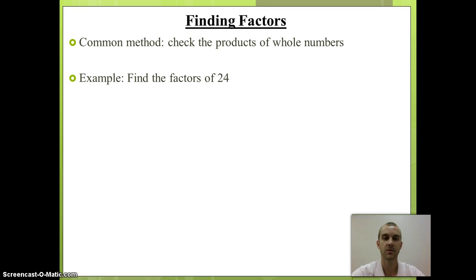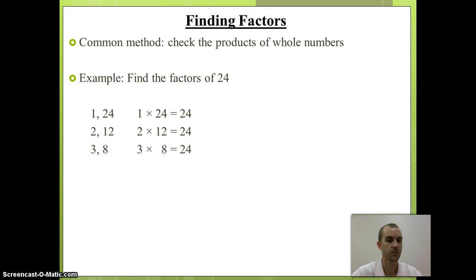So if we need to find factors, the easiest way to do it is to start checking the products of whole numbers starting with 1. So if I start with looking at factors of 24, I start with 1. 1 times 24 is 24. Then I go up to 2. Well, 2 times 12 is 24, so I know they're factors. Then let's try 3. I know 3 times 8 is 24. How about 4? 4 times 6 is 24.